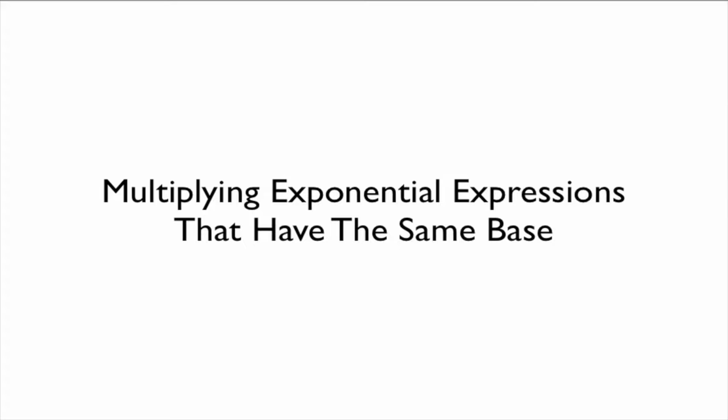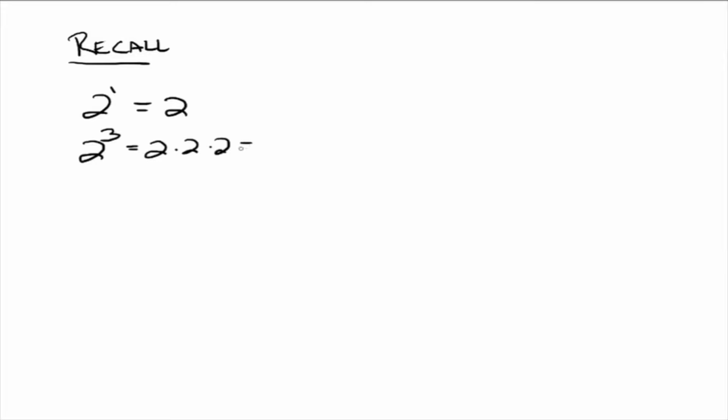Alright, this video is on multiplying two exponential expressions that have the same base, also known as the product rule for exponents. But before we get to that, let's recall 2 to the first power. That really just means 2, right? But if you had something like 2 to the third power, also known as 2 cubed, that means 2 times 2 times 2, which is 2 times 2 is 4, 4 times 2 is 8. So 2 to the third is a fancy way of writing the number 8.